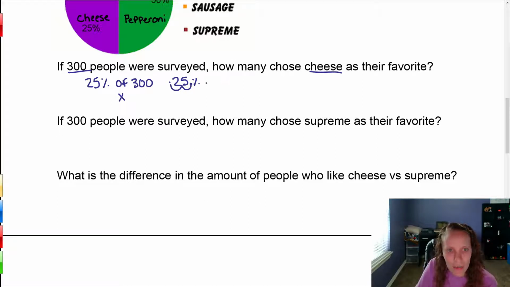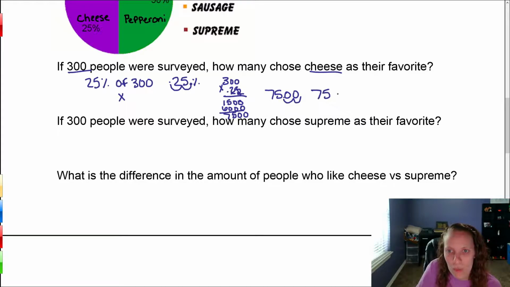And so now we have 0.25, and we're going to multiply that with 300. So let's go ahead and do that. 5 times 0 is 0. 5 times 3 is 15. Add a 0. Now we're on the next number. 2 times zeros are zeros. And then 2 times 3 is 6. When we add this up, it looks like we would end up getting 7, 5 with 2 zeros. Now, if you look in our work, there are 2 numbers after the decimal, so we'll count over 2 times. And so this would be 75 people chose cheese.